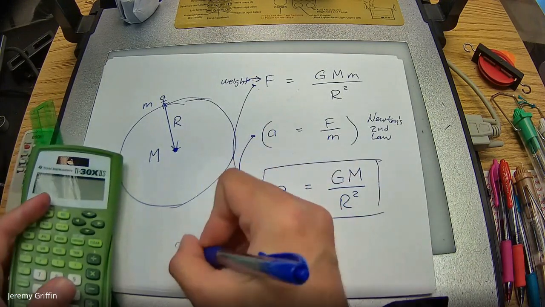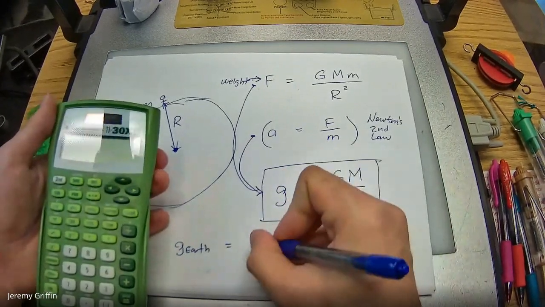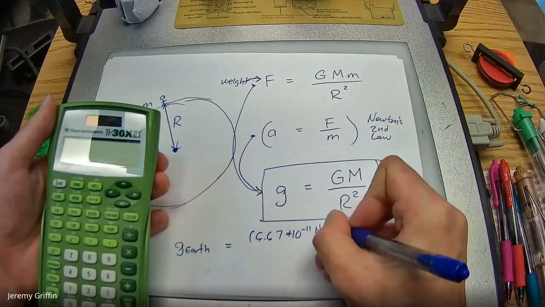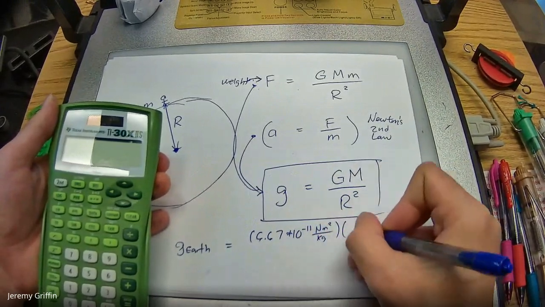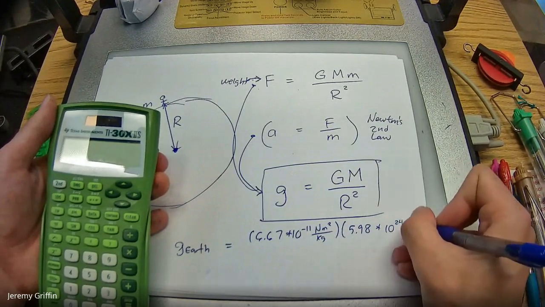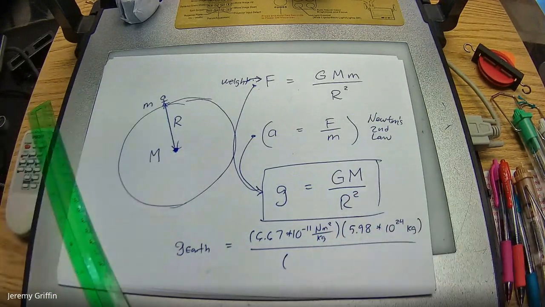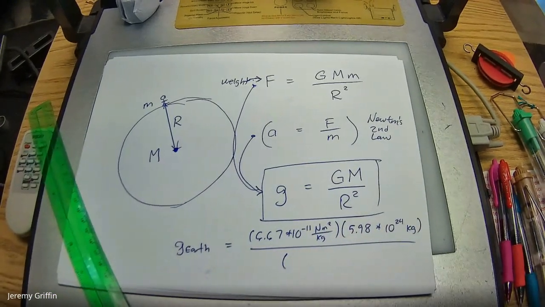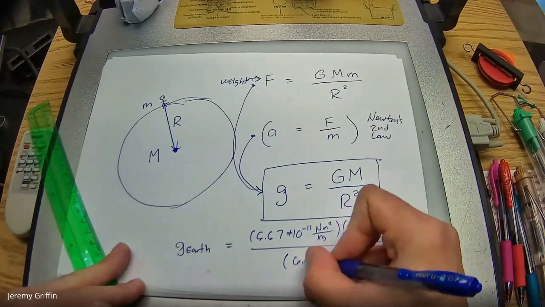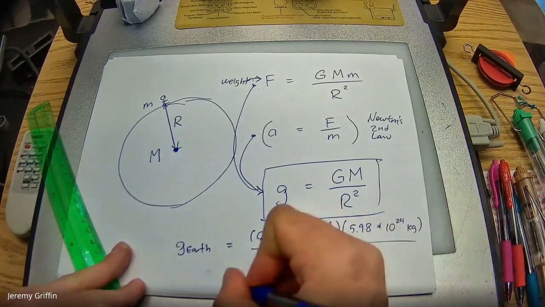And the last thing we'll do today is I'm going to plug in the values for Earth. So what's G of Earth? Well, we got 6.67 times 10 to the minus 11 Newton meter squared per kilogram squared. The mass of the Earth is 5.98 times 10 to the 24 kilograms. And the radial size of the Earth is 6.38 times 10 to the 6 meters. Don't forget to square that value.